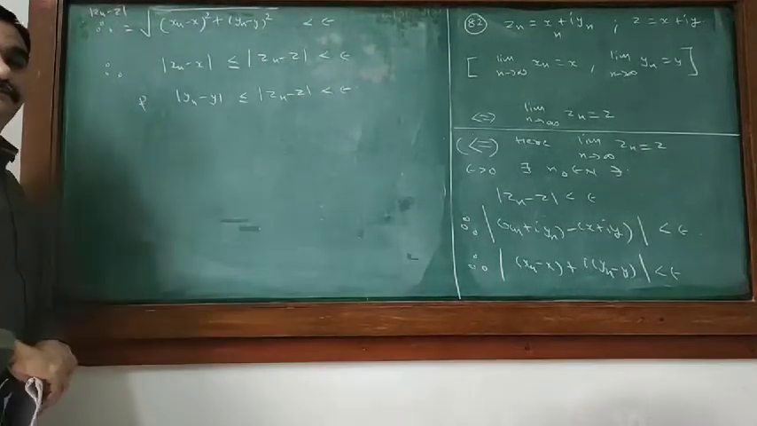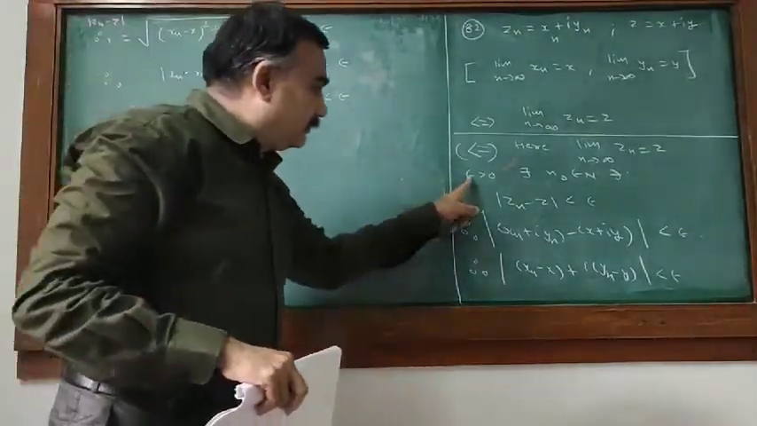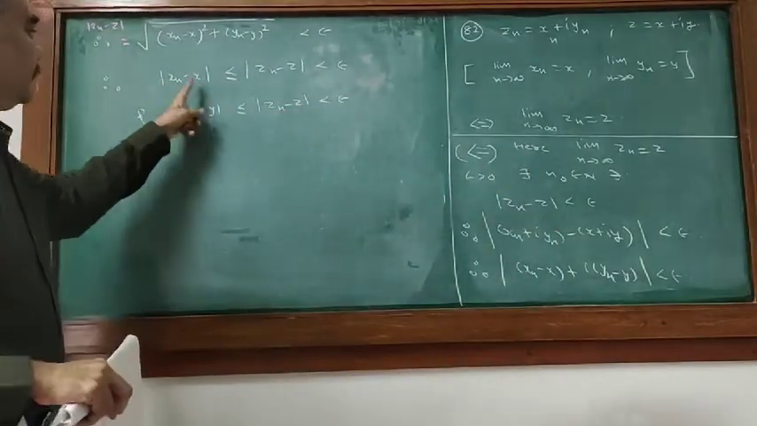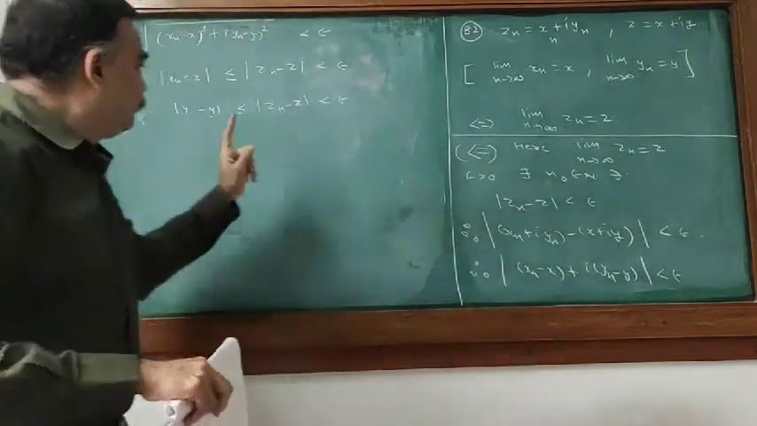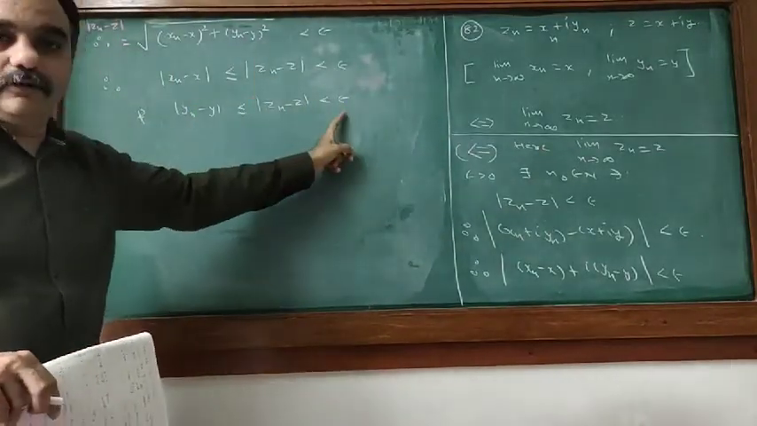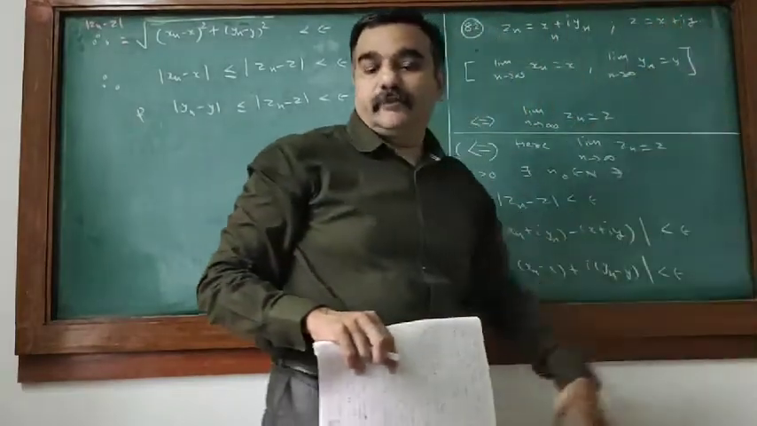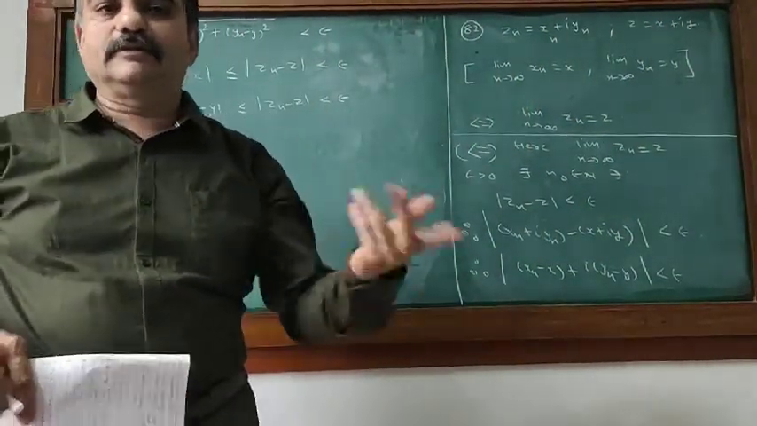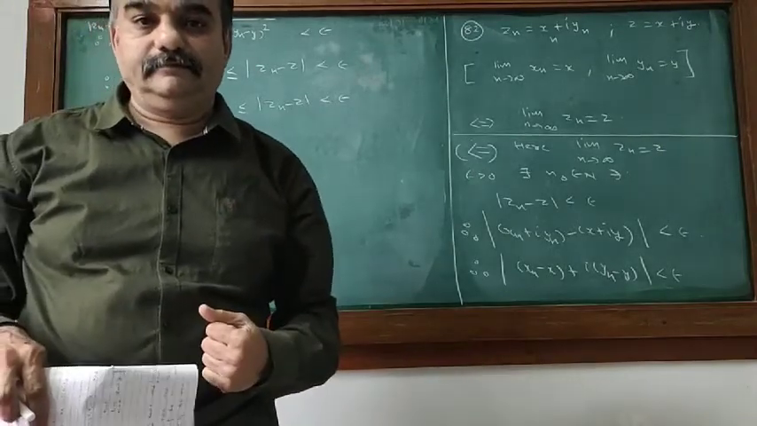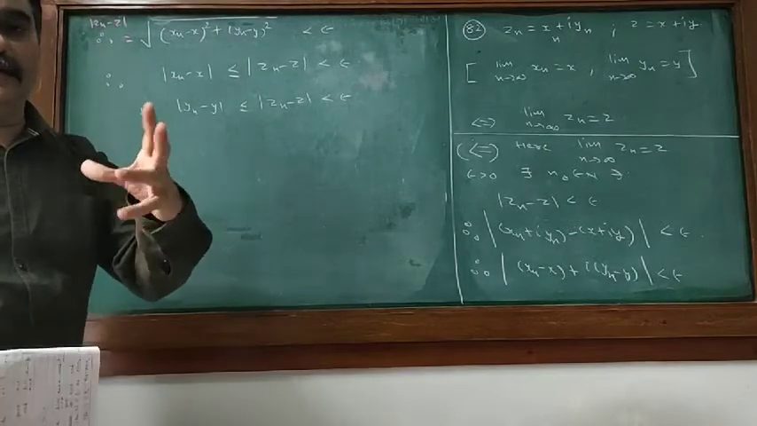So for each epsilon there is n0 for which |xn - x| is less than epsilon. For each epsilon, there is n0 for which |yn - y| is less than epsilon. This means both these hold. And this proves the theorem. Try to capture the idea behind it. Okay?